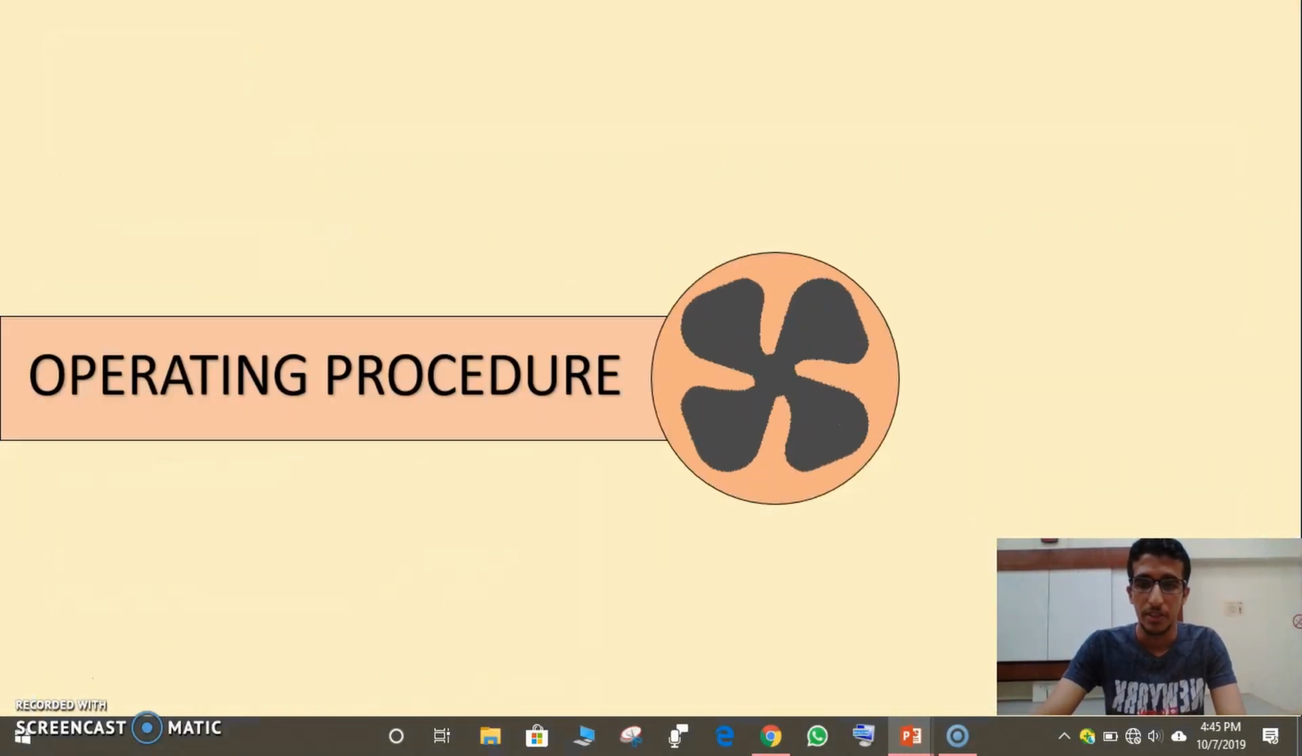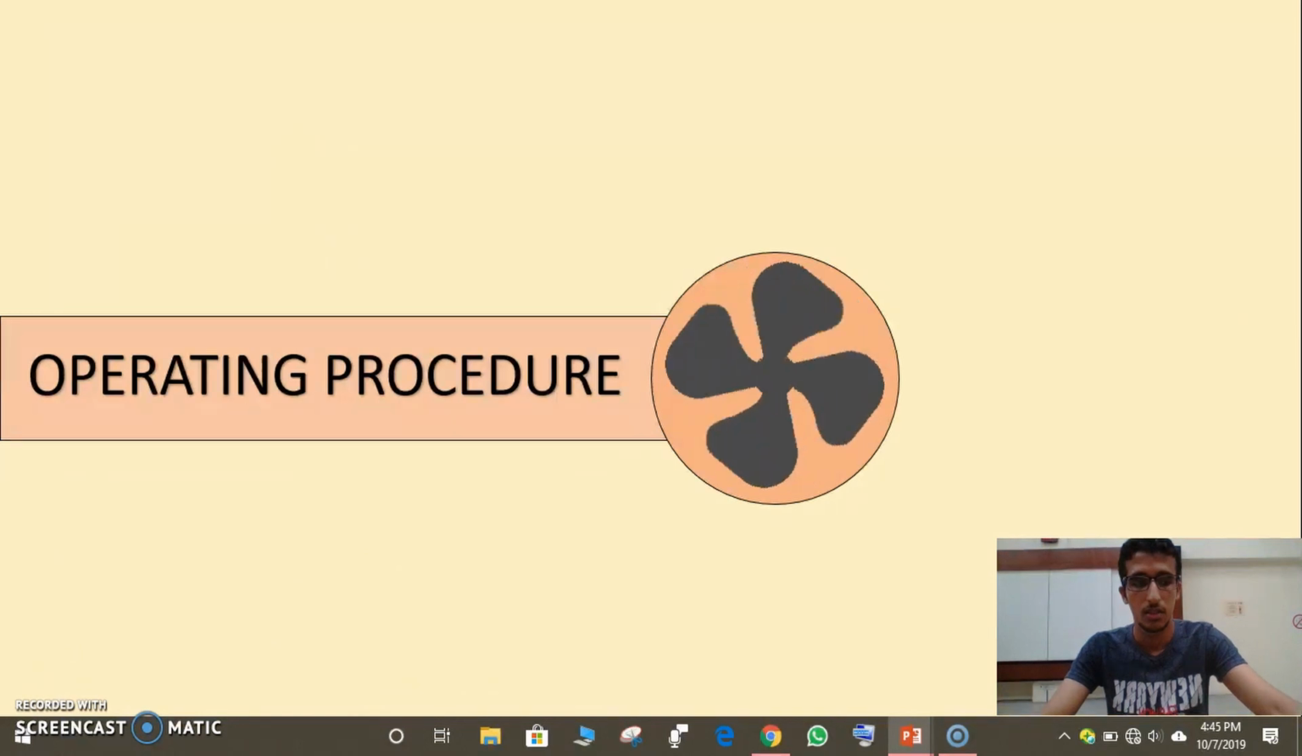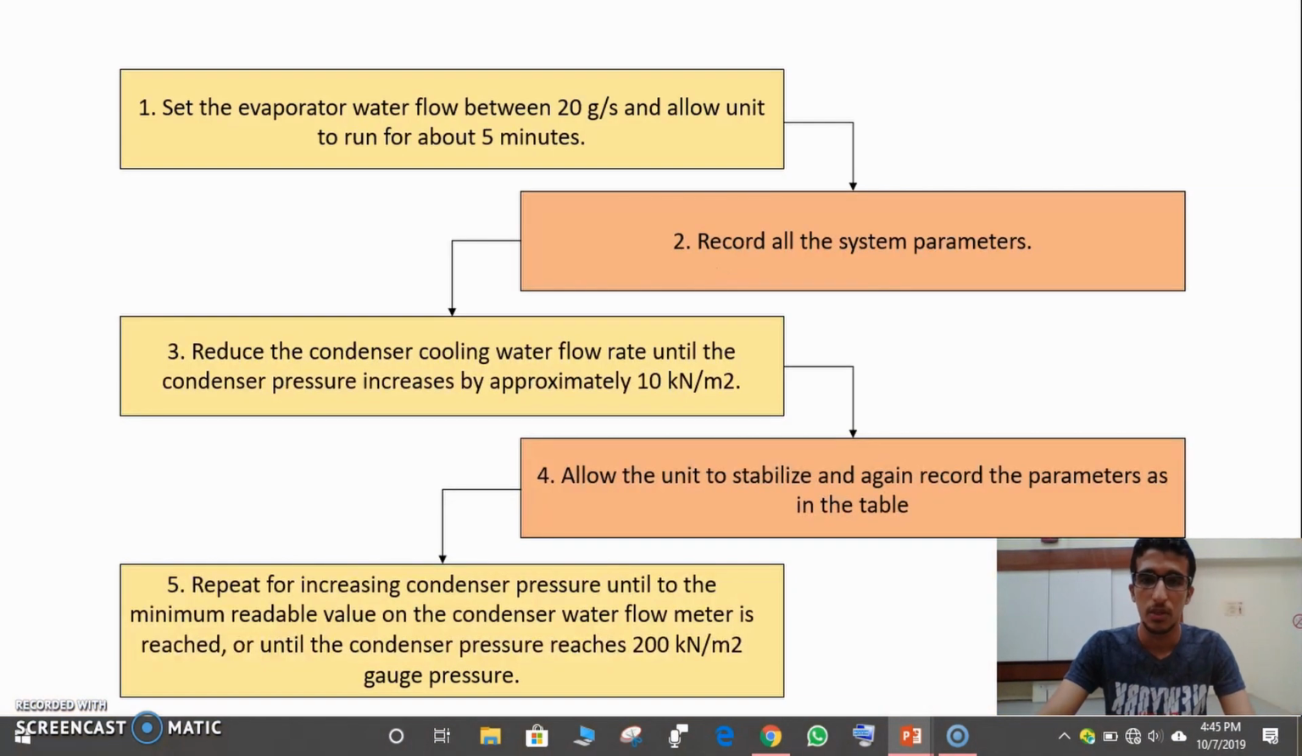And now for the operating procedure. After we ensured the start up of the unit by turning on the compressor and opening the water supply, we were ready to start our main experiment. We started the main experiment with the first step, setting the evaporator water flow rate to 20 grams per second and allowing the unit to run for about 5 minutes.